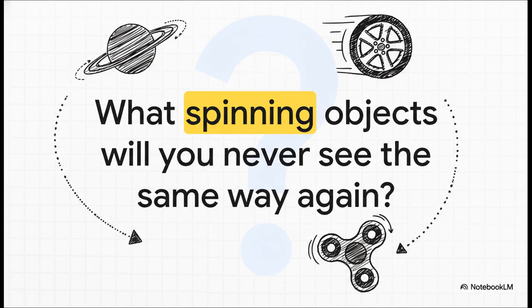You now have the translation guide. The next time you see something spinning, whether it's a planet, a car wheel, or even a fidget spinner, look for the torque that's making it turn and the moment of inertia that's resisting that change. You'll see that it's all governed by the same elegant rules.